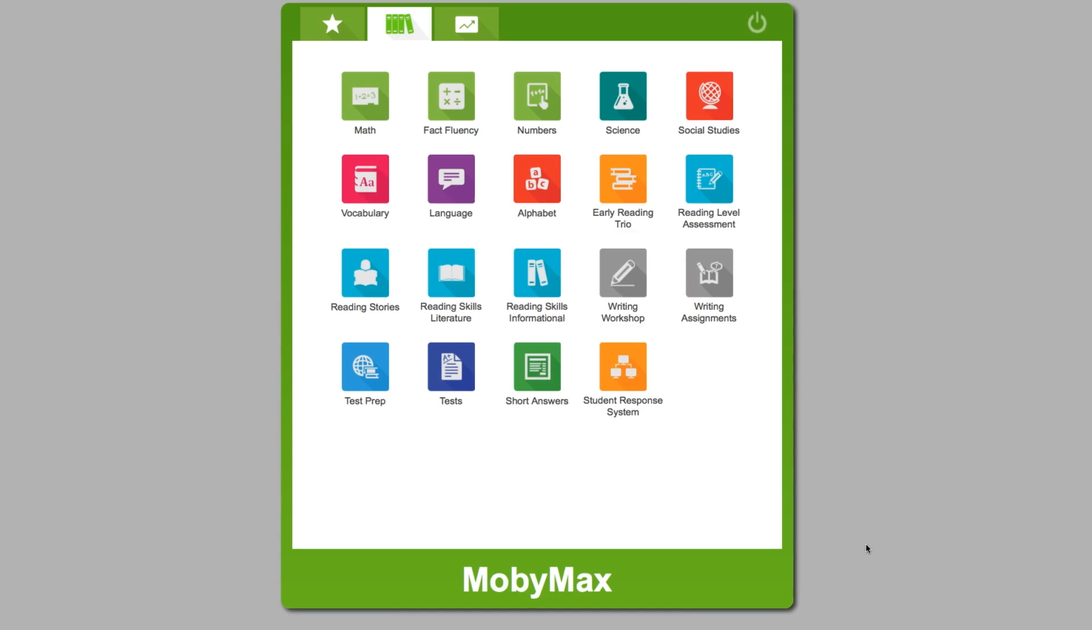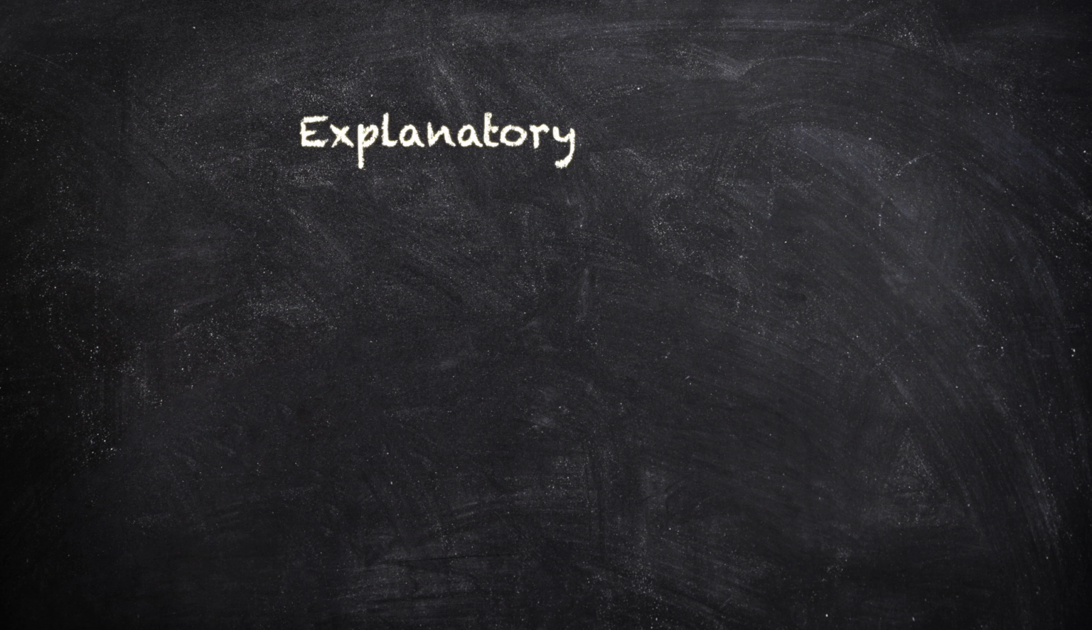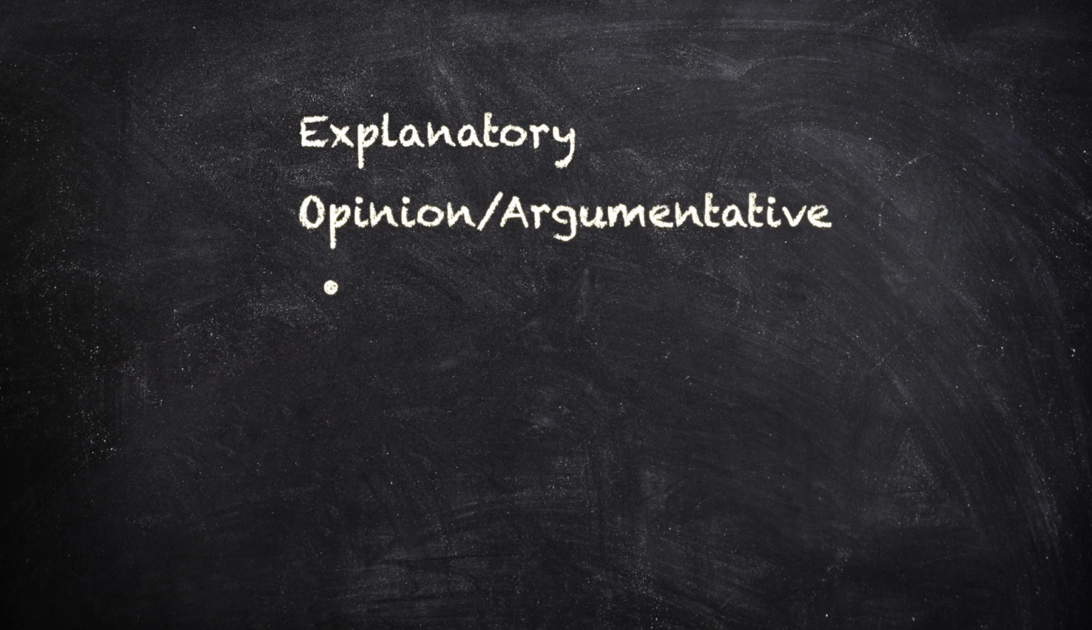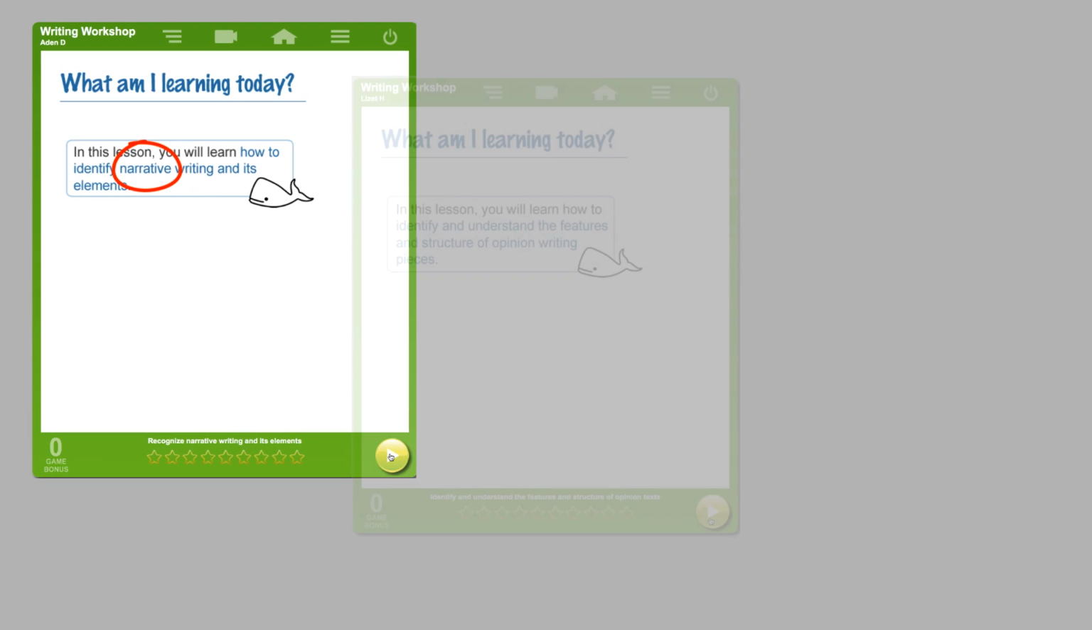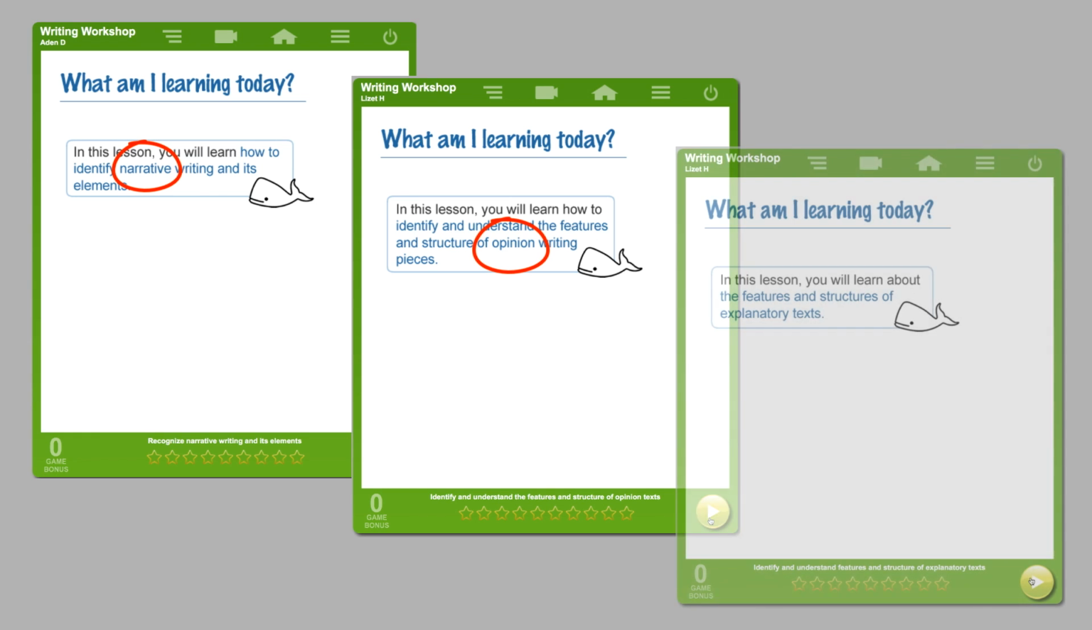Let's take a look. Writing Workshop has lessons for the 3 types of writing outlined in the Common Core: explanatory, opinion, and argumentative. Opinion pieces are in grades 3 through 5, and argumentative in grades 6 through 8, and narrative. The direct instruction lessons teach students about each of the 3 writing types that students will then get to practice.